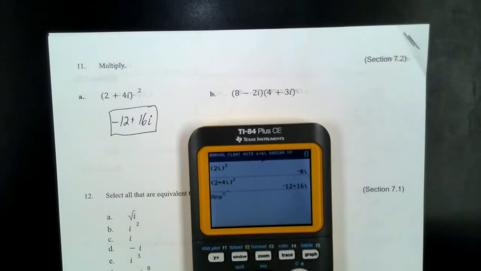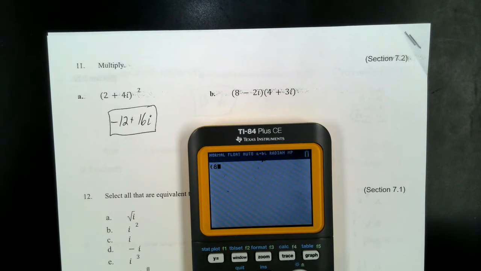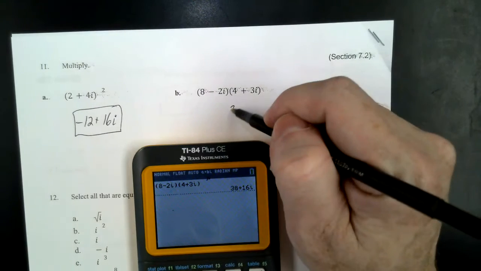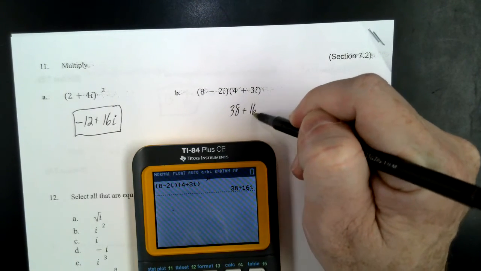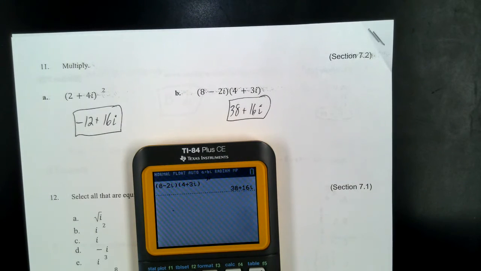Same thing with this one. Parentheses, 8 minus 2i, parentheses. You can put it exactly as it shows on the paper or Mastery Connect tomorrow. 38 plus 16i. No work involved. 50% of the test is this way.